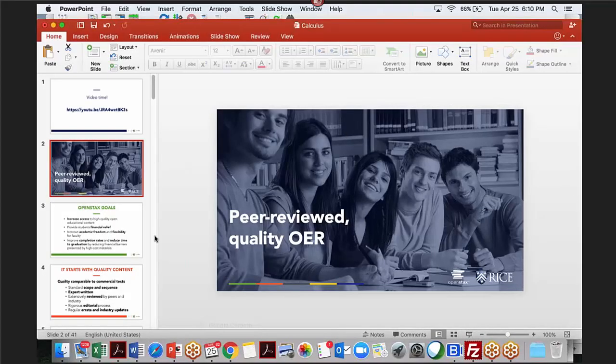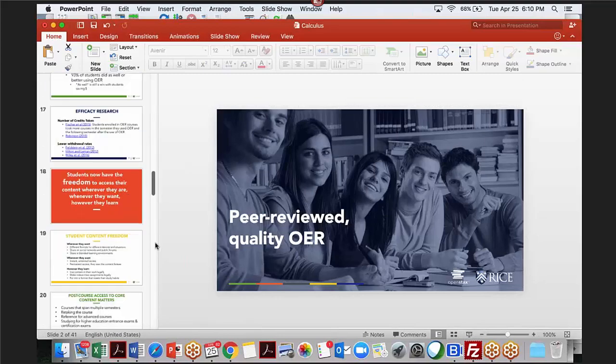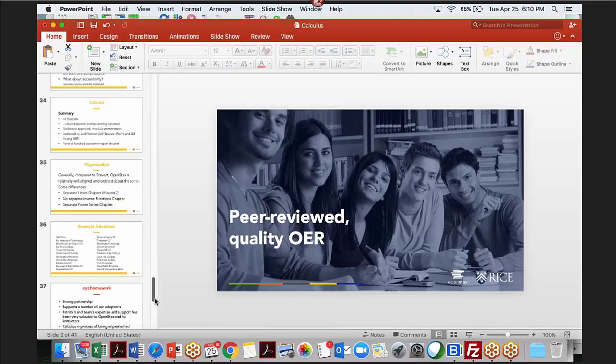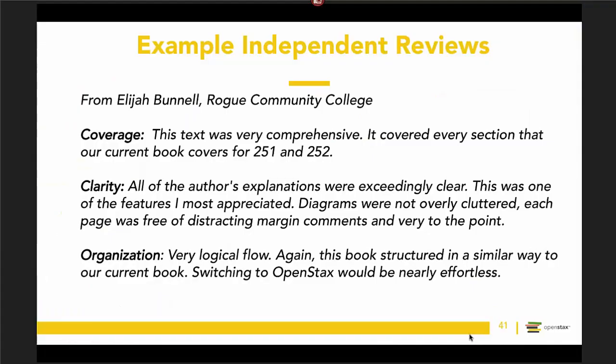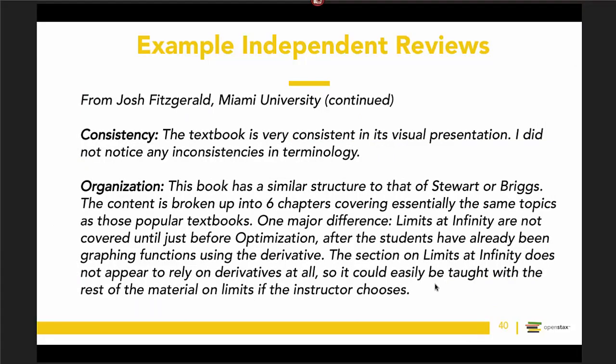There is one major difference. I'm sorry, what happened there? Sorry, I didn't mean to close out of that right at the moment of revelation. The section on limits at infinity, the limits are not covered until just before optimization. So there's a difference from what this professor was experiencing prior, or in other books.